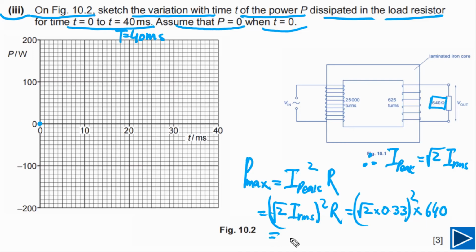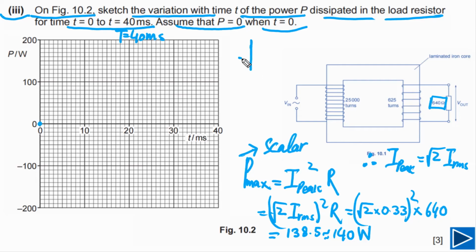If we solve this, our final answer will be 138.5. Approximately, we can say this is equal to 140 up to 2 SF. Up to 2 SF, this is 140 watts. So this is the peak value. Now the second thing we need to understand: power is a scalar.